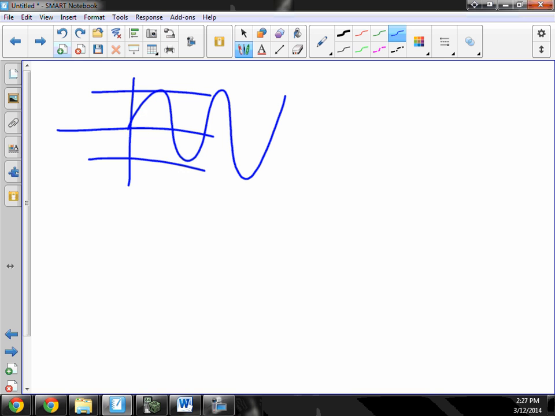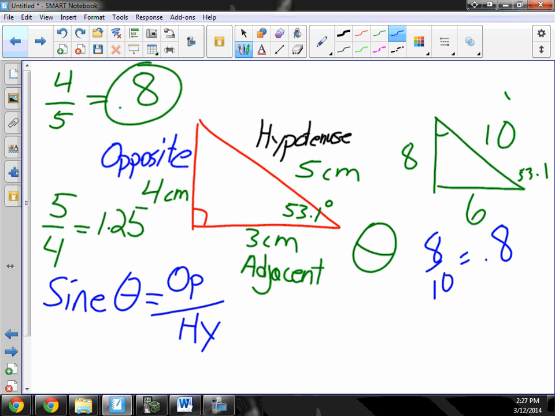Because it can't get bigger than 100%. There's no way for the opposite side to be longer than the hypotenuse. Okay, well, what if I don't know the angle? What if I told you I have a right triangle? In that right triangle, the opposite over the hypotenuse is 80%. Can you tell me what the angle is?